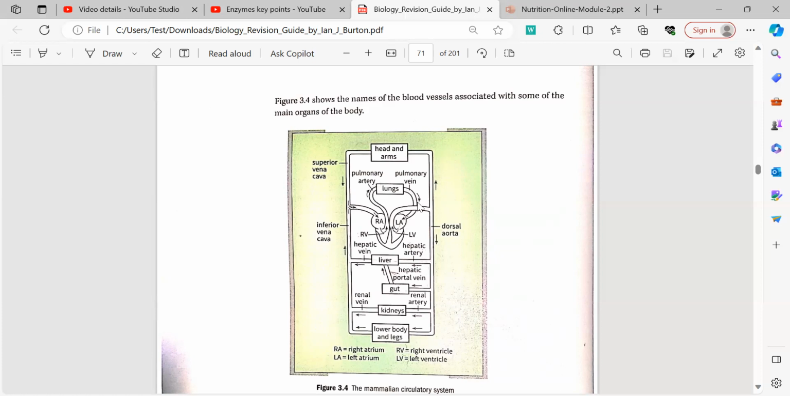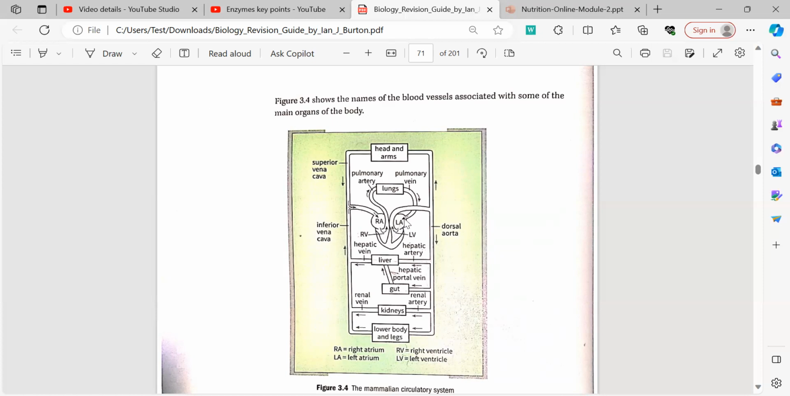You need to remember that the pulmonary vein always carries oxygenated blood, and the pulmonary artery always carries deoxygenated blood. Now, the blood from the left atrium goes into the left ventricle, and this is the oxygenated blood. There is a valve over here. The valves here are known as the bicuspid and tricuspid valves respectively.